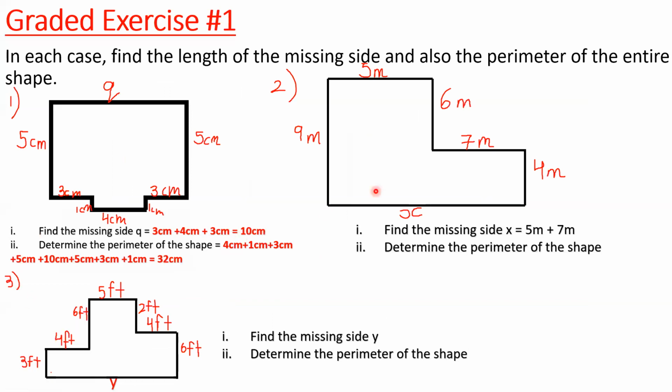you notice that X is all of this. All of this is X. All right. And if you look carefully, the corresponding side is going to be 5 meters along with 7 meters. So we have 5 meters along with 7 meters. And so altogether, that's what?